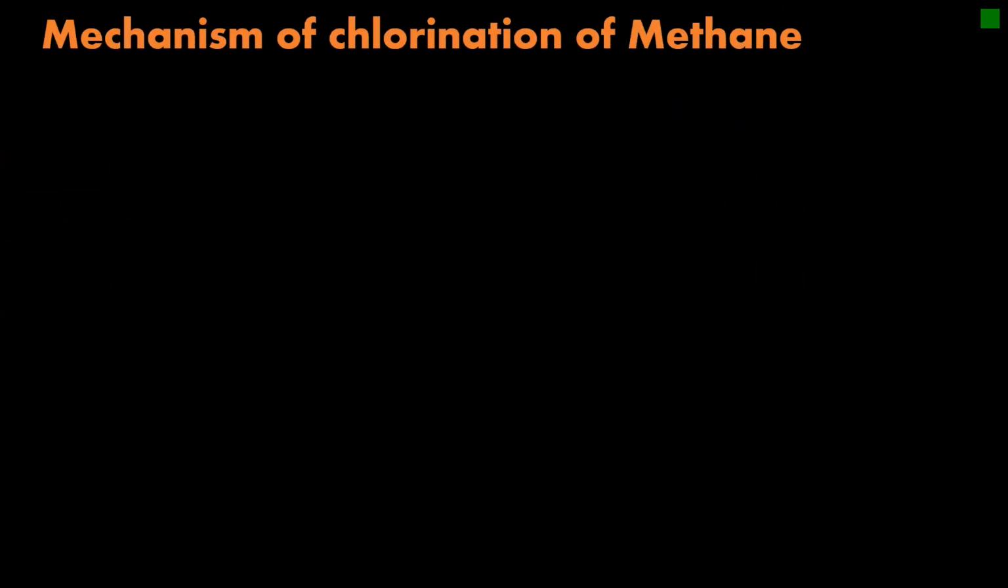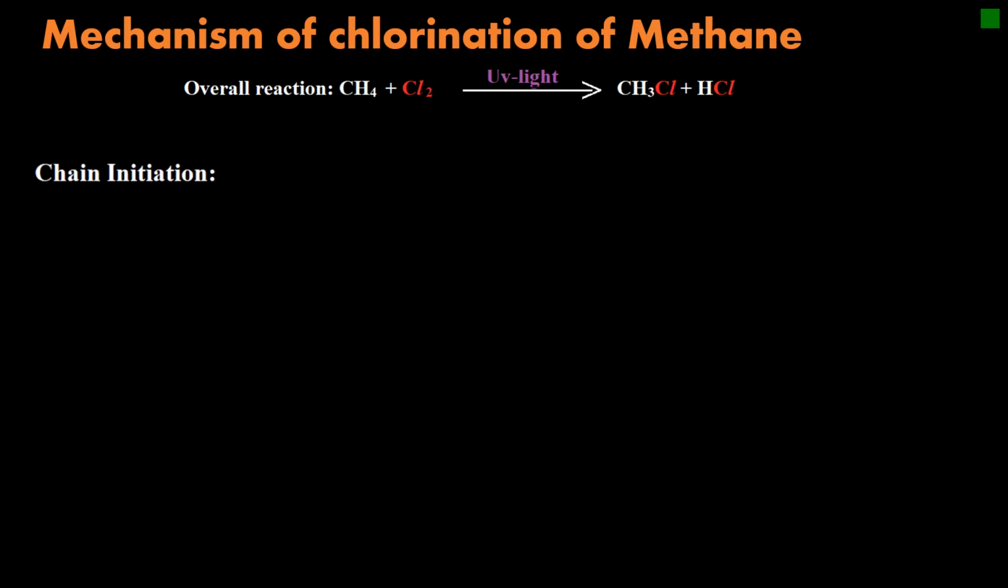Mechanism of chlorination of methane. I think you remember this reaction in the chemical properties of alkanes. The overall reaction: methane reacts with chlorine under UV light to give chloromethane and hydrogen chloride. The reaction happens in three main steps: chain initiation, chain propagation, and chain termination. In chain initiation, the chlorine-chlorine bond is broken by the UV light to give two chlorine free radicals.